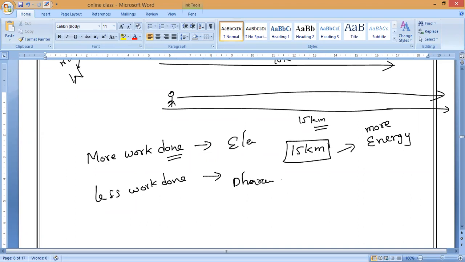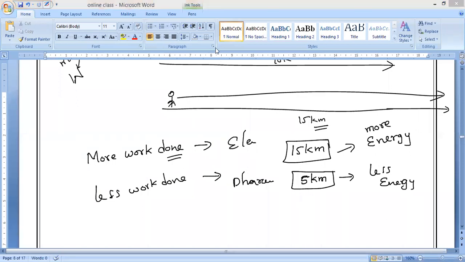So Darun has done less work. How much has he done? Maximum he can run only 5 kilometers. So does that mean he has less energy or more energy? Less energy. Do you understand? So from this we can conclude one thing.